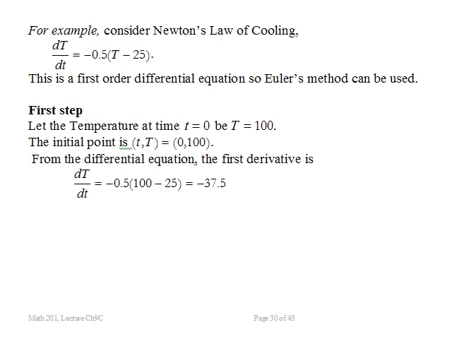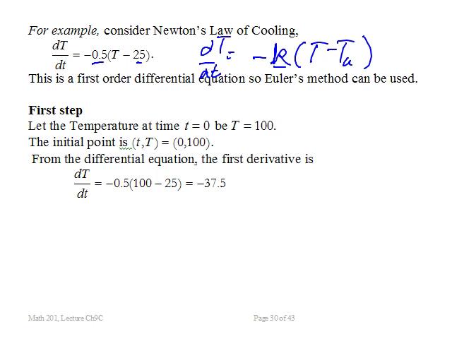Here's just a quick example. Let's look at Newton's law of cooling. Now, this is a numerical method, so we don't do anything in general. We need specific values. So remember, Newton's law of cooling was minus K times T minus the ambient temperature. Here the ambient temperature is 25, and K has a value of 0.5. The negative sign was part of the equation.